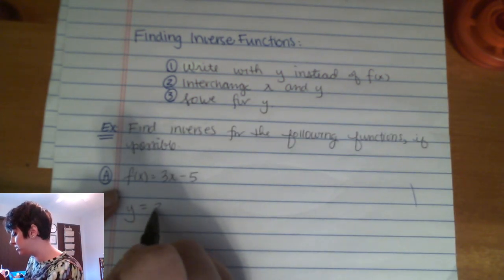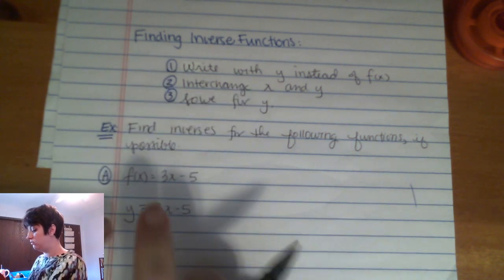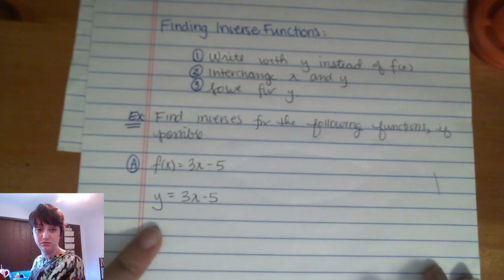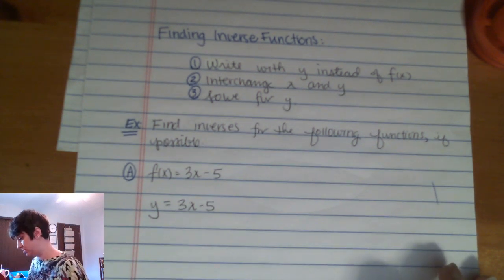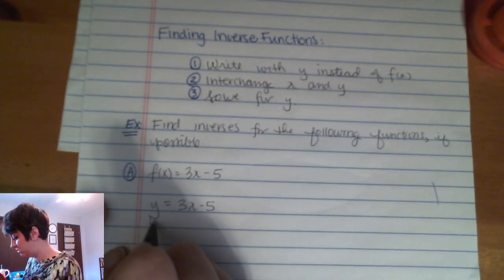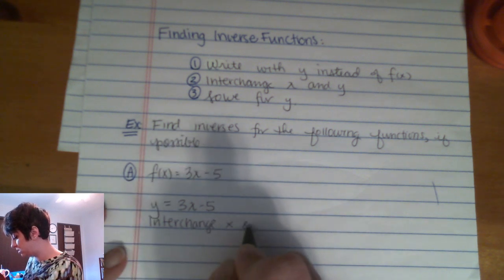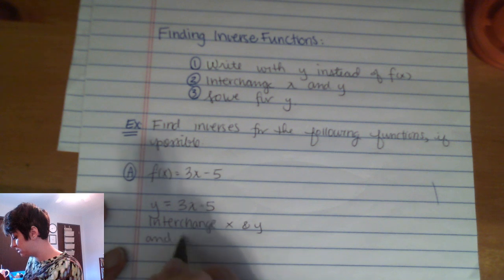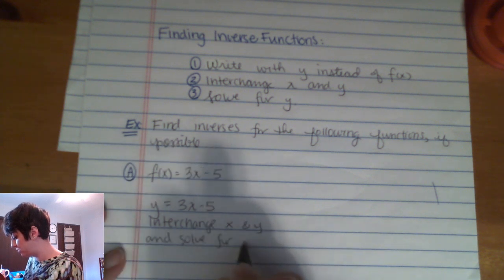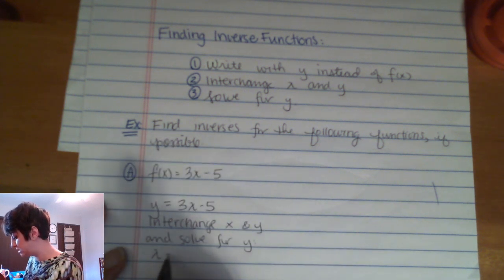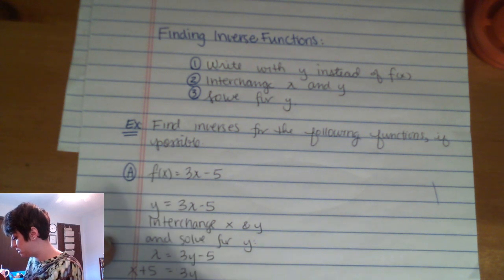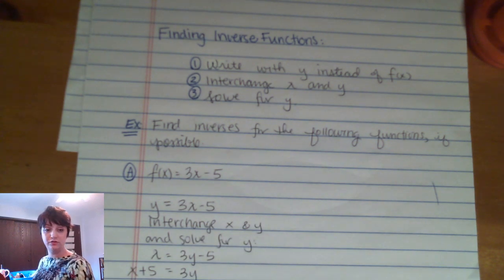So instead of f, I'm going to write y. Now remember, y and f of x are the same thing. It's just function notation versus equation notation. Now I'm going to interchange x and y and solve for y. So that means I write x is 3y minus 5. I add 5, and I divide by 3, which is exactly the opposite of what my original function did.